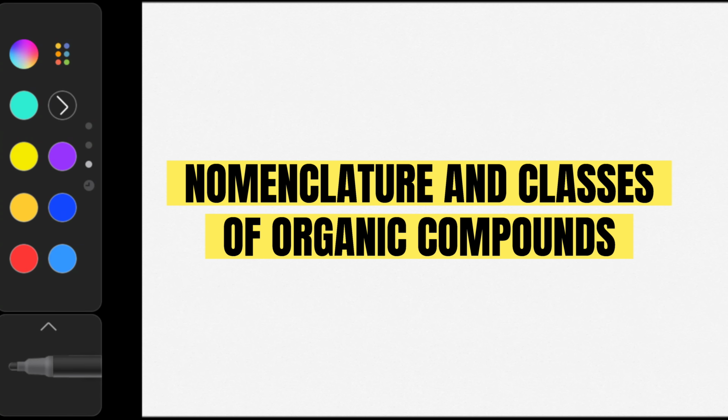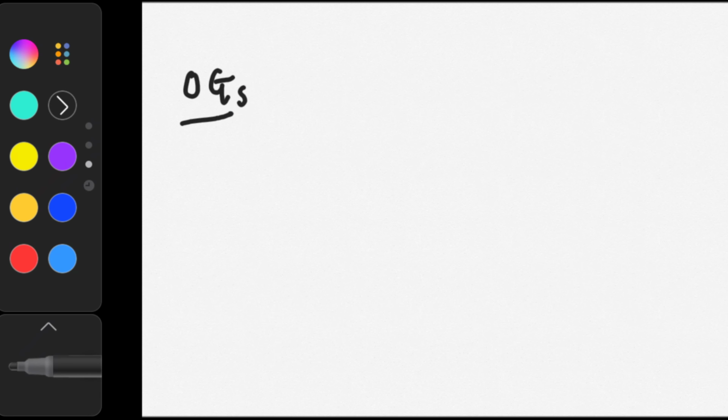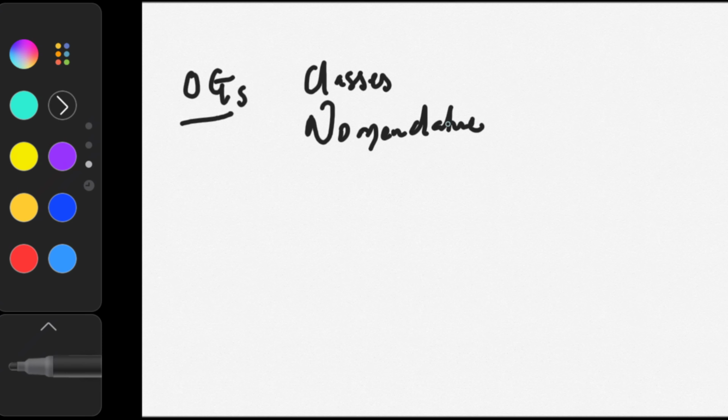We will be looking at nomenclature and classes of organic compounds. Previously, we've been discussing organic compounds in the previous lectures, and now we want to look at how they are classified. We want to look at the various classes. We want to look at how they are named, that is nomenclature. This will give us a better understanding of what organic compounds are and how you can name them. We will also look at what makes them unsaturated or saturated.